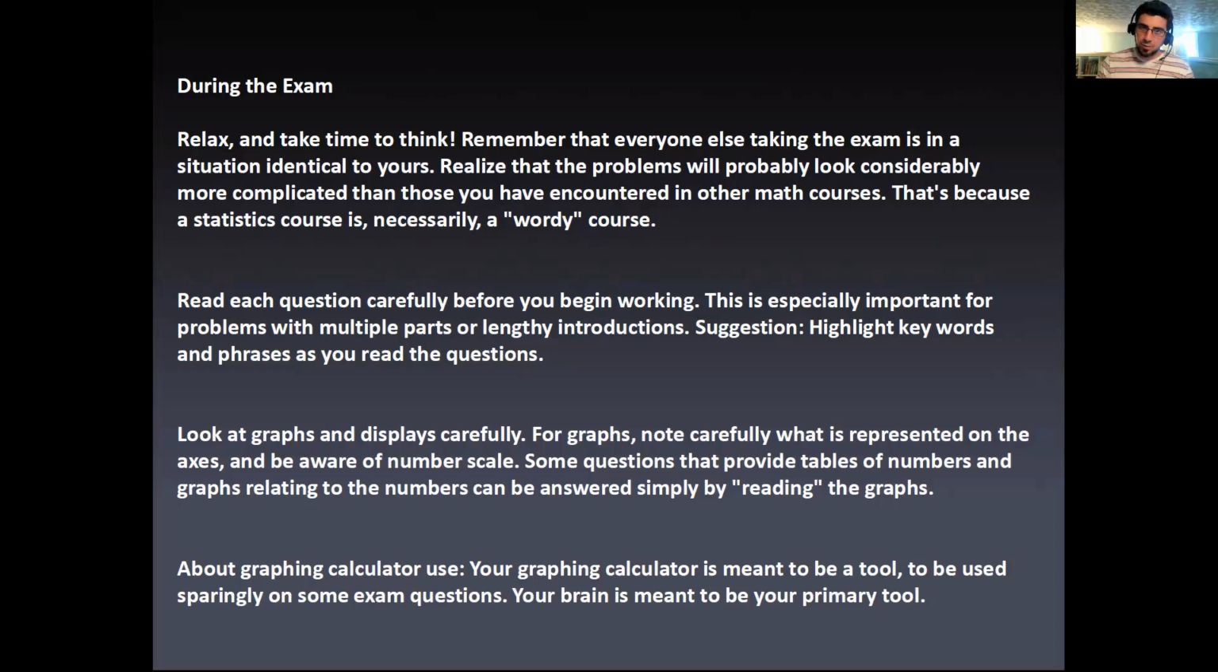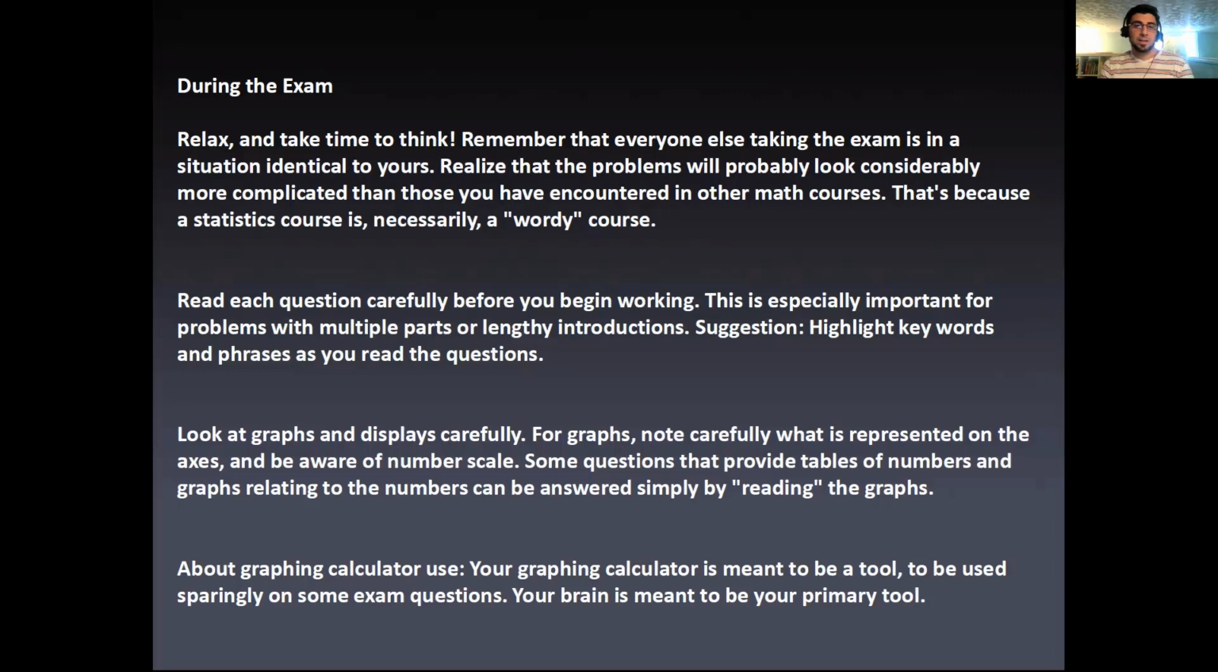Make sure you read each problem carefully before you begin working, particularly for problems with multiple parts or lengthy introductions. Make sure you read the whole problem. Don't just assume you know what they're going to ask without reading the entire question. I can't tell you how many times I could tell a student assumed they understood what the problem was asking for and answered what they thought it was asking for, and I could tell they did not read the directions. If you want to highlight keywords, that's a great thing to do as well.